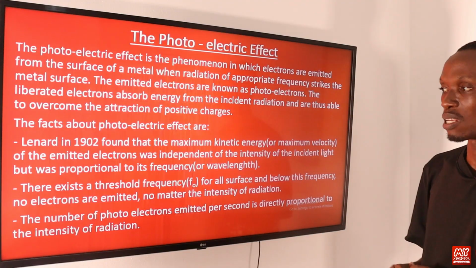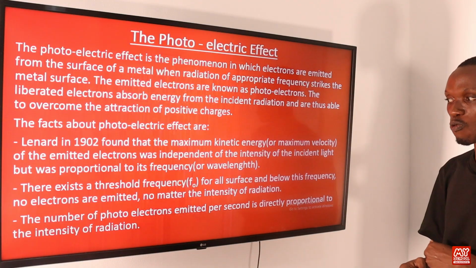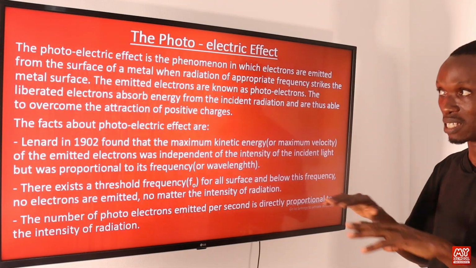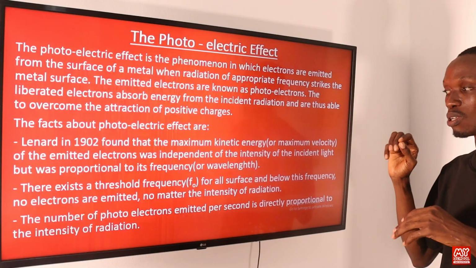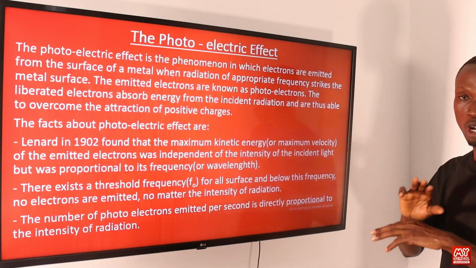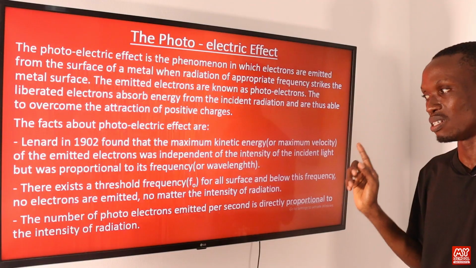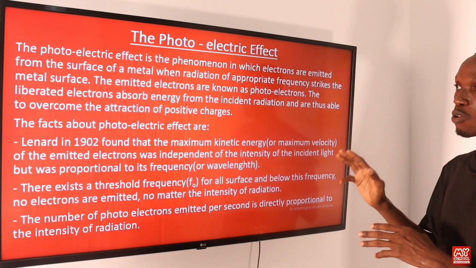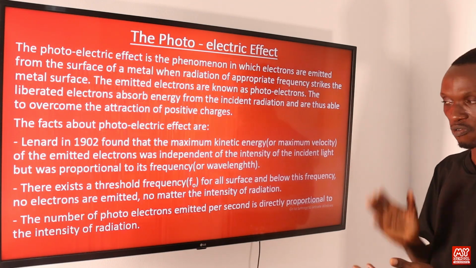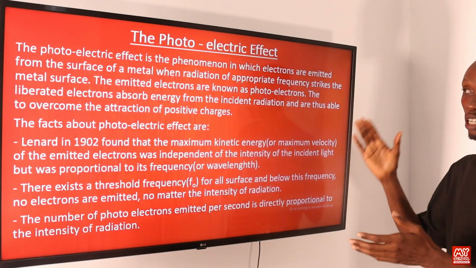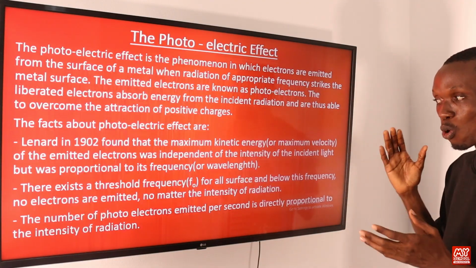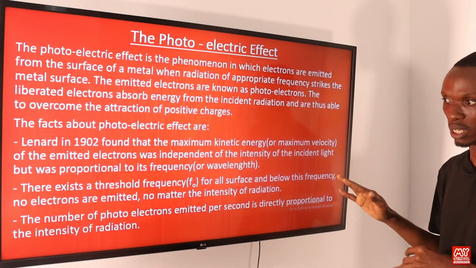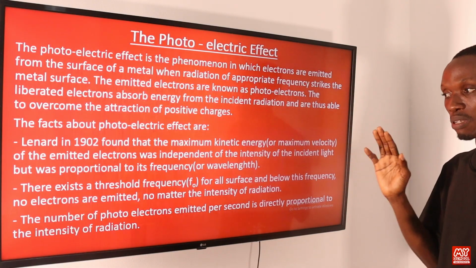They also found out that there exists a threshold frequency F0 for all surfaces. So for all metal surfaces there exists a threshold frequency, and below this frequency no electron is emitted no matter the intensity of the radiation. No matter the intensity of the radiation falling on a metal surface, once the radiation falling on the metal surface is below the threshold frequency, no electron is ever emitted from that surface.